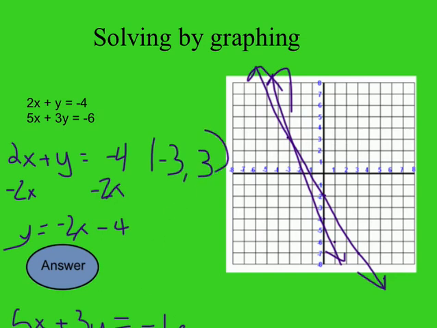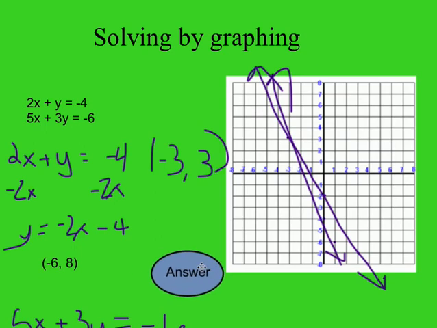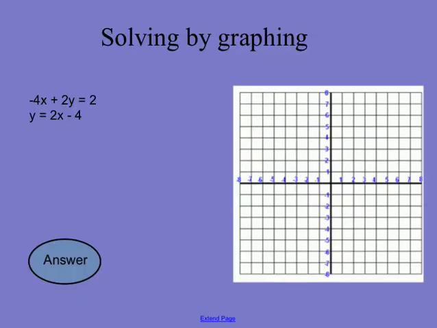You know what helps with these? A ruler or a straight edge or a side of a piece of paper. That will help you stay accurate. So the technical answer was way over here at negative 6, 8. Again, not the most accurate method, but it's where we're starting. Okay, so let's take a look at this last one.